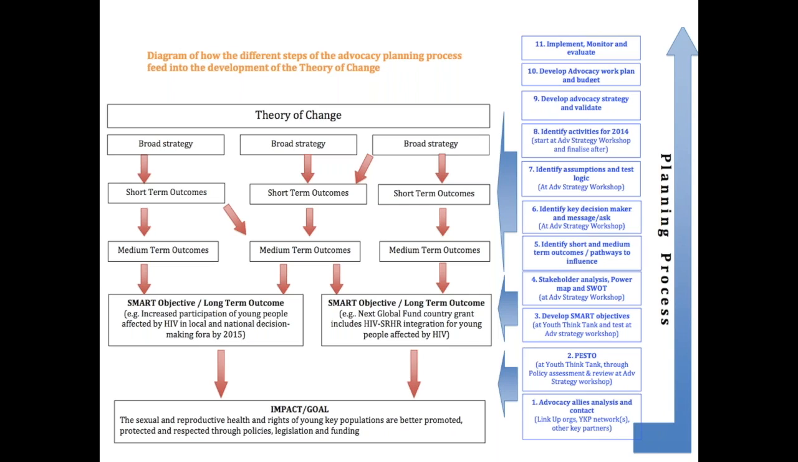So this is a very generic theory of change, which I developed as part of the Link Up program for the International AIDS Alliance. And I'm not going to talk through all this, but you can see how it's linked together. But the most important thing about a theory of change, it's developed backwards. So you start at the end, if you like. You start with the long-term impact and goal. Then you work back to the SMART objectives or long-term outcomes.